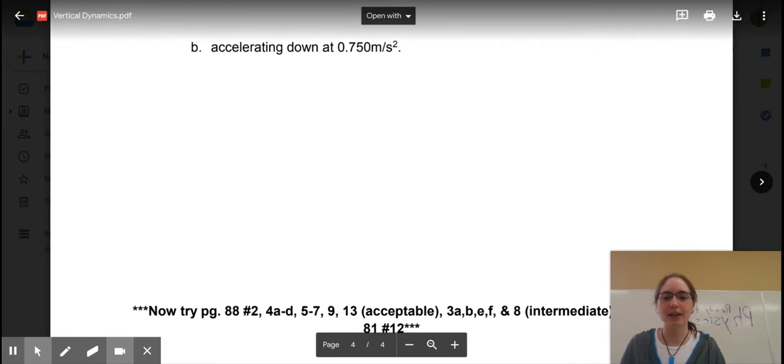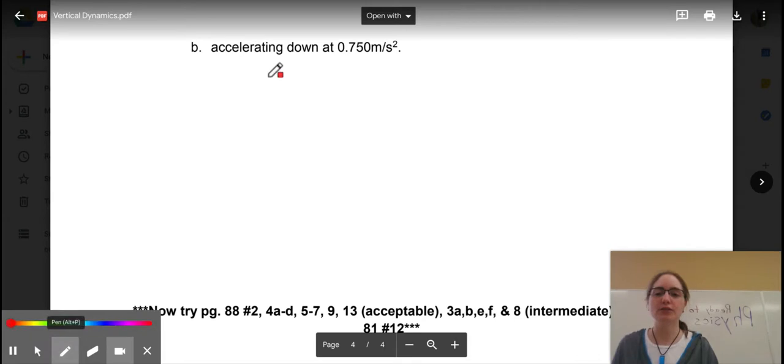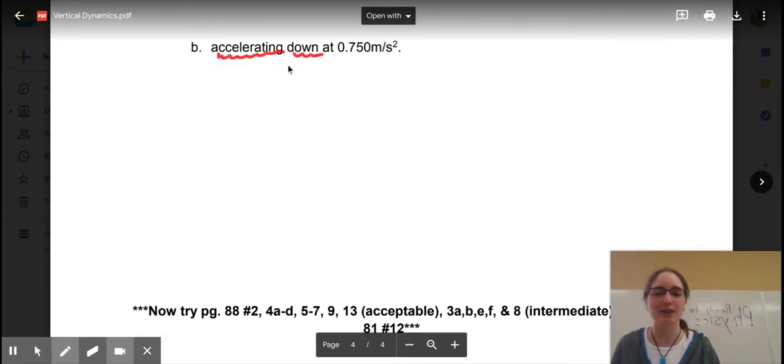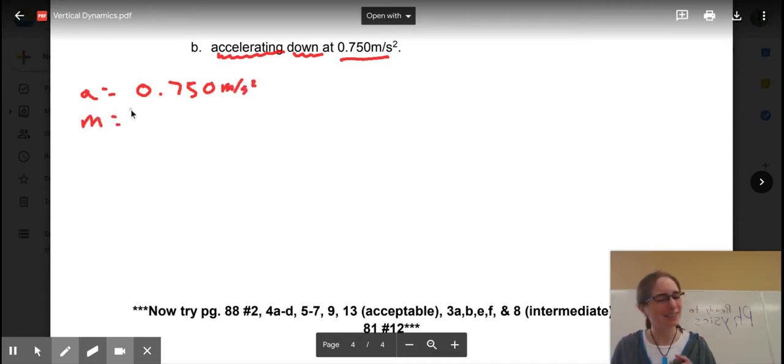All right, so let's look at this question here, ladies and gentlemen. We now have a very novel scenario here where we're going to be accelerating downwards. So we have our rate of acceleration, so let's list that out: 0.750 meters per second squared. Now, the mass of this individual is still going to be the same, it's still our 75 kilograms.